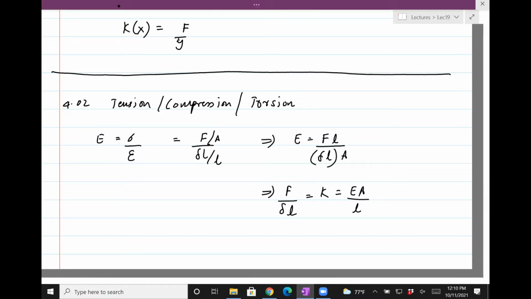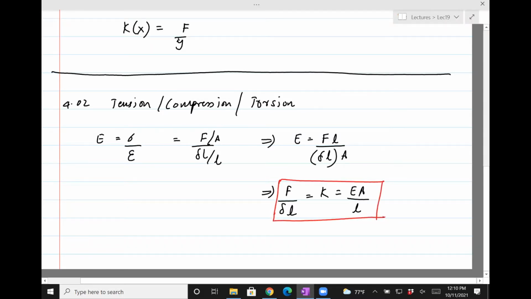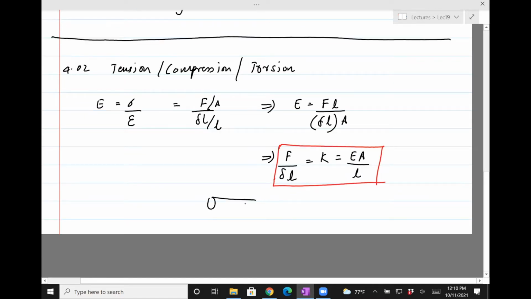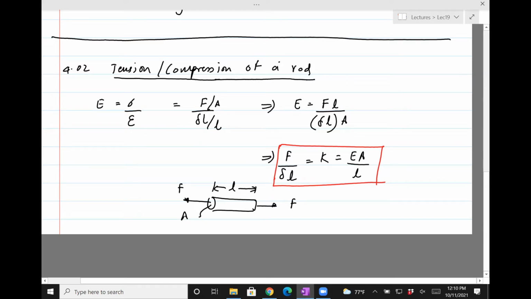So this is what you should write if you are asked to find the spring rate of a rod in tension or compression. So that would be tension compression of a rod. Okay, so we can also write a similar formula for torsion. I'll just quickly write that down and move on.